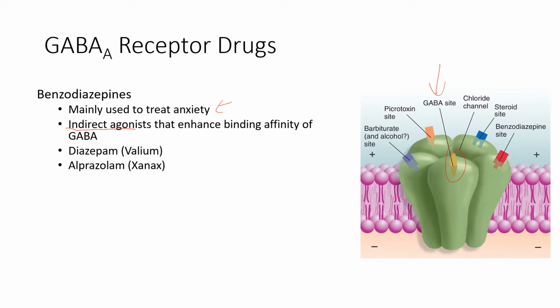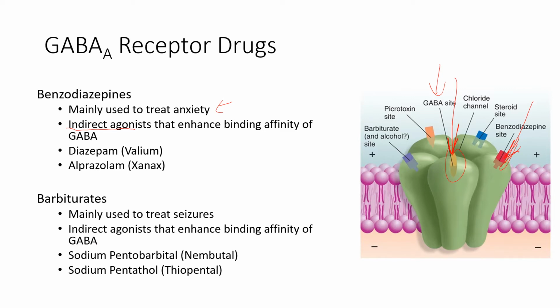The GABA is there, and the benzos basically bind to a different part of the ion channel and enhance binding efficiency of GABA, so GABA is more likely to bind here when the benzo is bound. So this is things like Valium and Xanax.